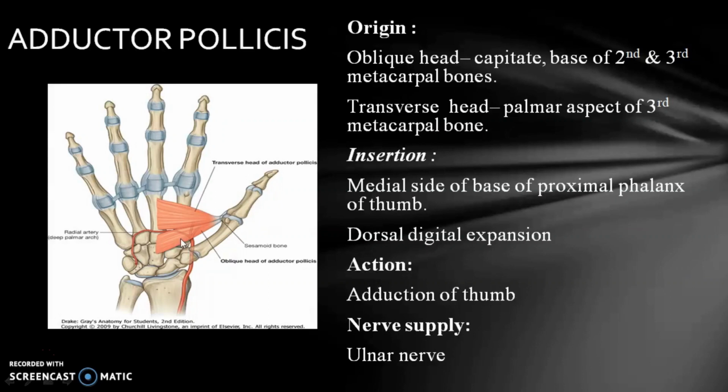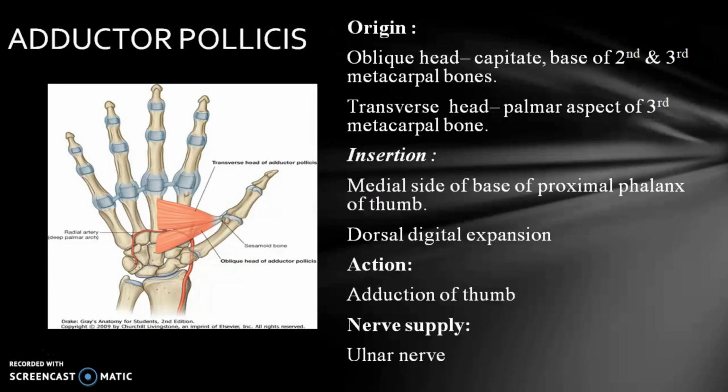The oblique head is taking origin from the capitate bone and also from the base of the second and third metacarpal bones. The transverse head is taking origin from the palmar aspect of the metacarpal bone, that is the third metacarpal bone. So we have 2 heads for the origin of adductor pollicis. One is oblique, another one is transverse. The oblique head takes origin from the carpal bone capitate and the base of the second and third metacarpal bones. The transverse head takes origin from the palmar surface of the third metacarpal bone.